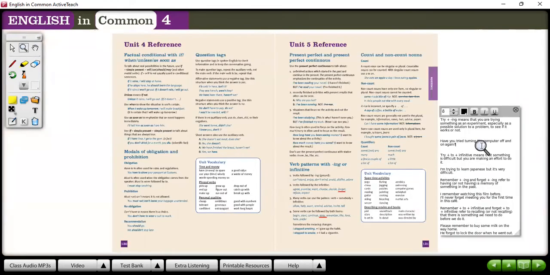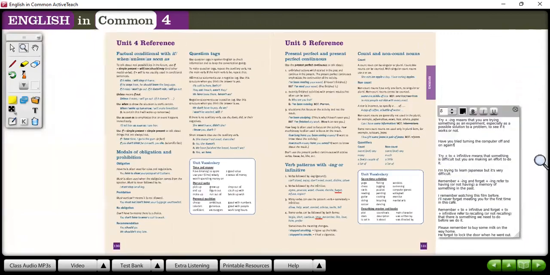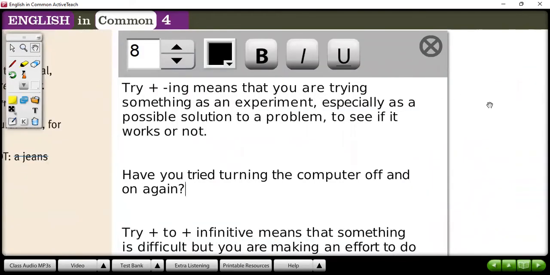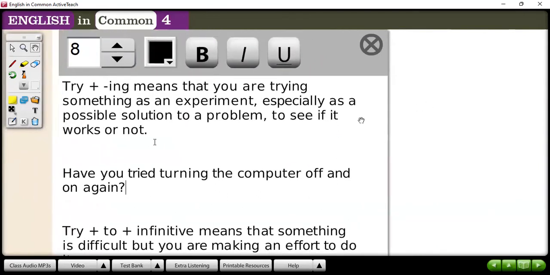Now let's look at some other examples, okay? I've prepared here some examples to help you, okay? For example, the verb try. Try with the ing means that you are trying something as an experiment, okay? Especially as a possible solution to a problem. You want to find out if it's gonna work or not. Basically, that's the idea. For example, have you tried turning the computer off and on again?